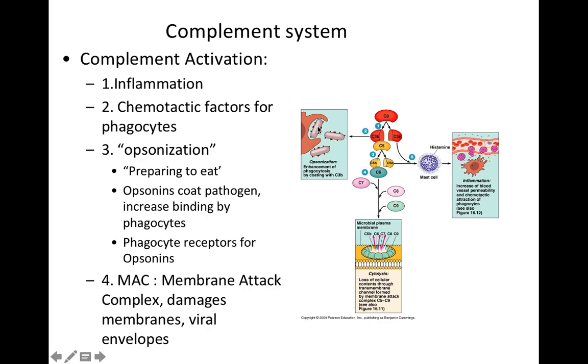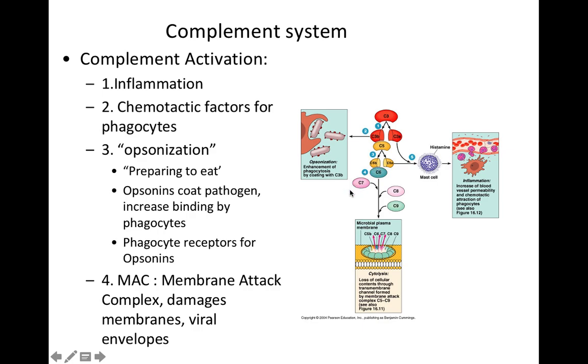So now that we have complement coating the microbe, the phagocytes can really attach strongly and quickly ingest the opsonized pathogen, and that will increase phagocytic killing. And then this last one, you guys, is so cool. It's called the MAC attack, the membrane attack complex.